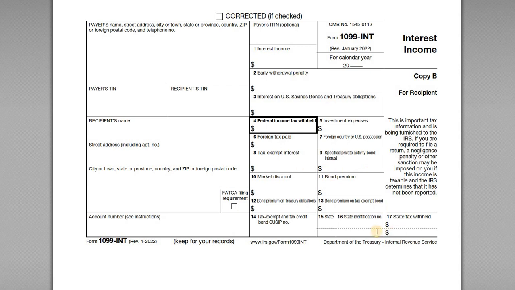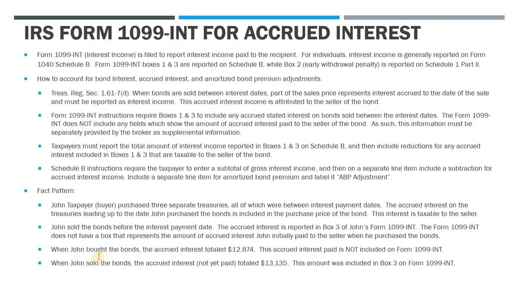We don't have any field for that, and so that's why it's separately reported as supplemental information. All right, so when John bought the bonds, the amount of accrued interest on that date of sale was $12,874. And again, that's not reported anywhere on the 1099 INT. And when he sold the bonds, the accrued interest totaled $13,135. And this was included in the 1099 INT.